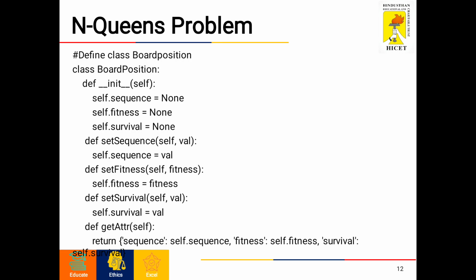Here the required board position is defined with the help of a class. It has a constructor, 3 setter methods and 1 getter method. The data members are initialized: sequence, fitness and survival are initialized to none. Set sequence, set fitness and set survival are used to set the values for the data members. And the getter method returns the dictionary of values, the attributes sequence, fitness and survival.